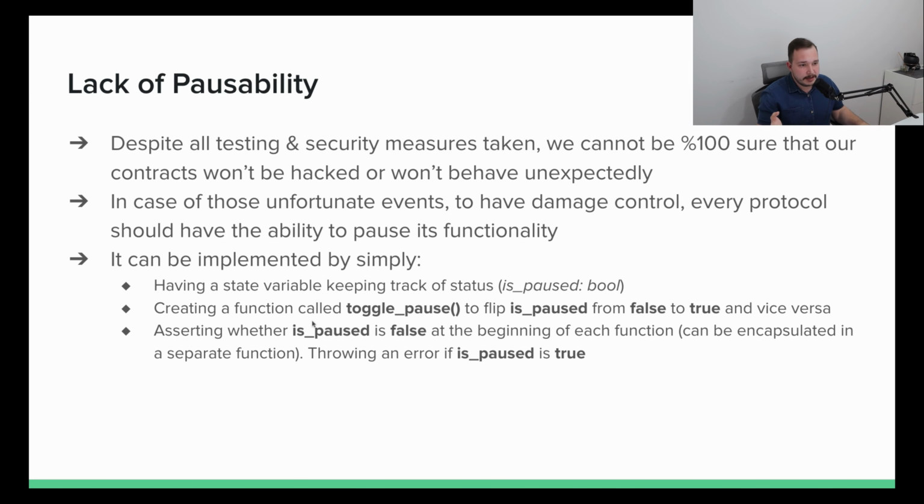It can be implemented simply by having a state variable keeping track of status, which is like isPaused, creating a function called togglePause to flip isPaused from false to true and vice versa, and asserting whether isPaused is false at the beginning of each function. This can be encapsulated in a separate function, throwing an error if isPaused is true. So it's pretty much it. It's super simple to implement, and it can potentially save your protocol.